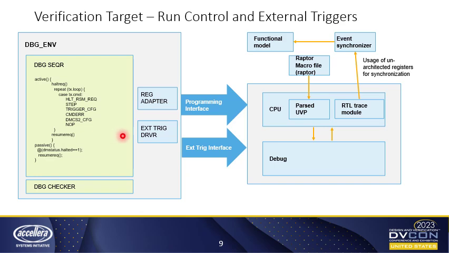One of our verification targets is to verify run control and external triggers. For example, the core should be able to respond correctly under varying configurations if we issue a halt or an external trigger from the debug module. We have developed a debug environment test bench to randomly issue debug requests or external triggers during the core's execution. These are issued during the active mode.